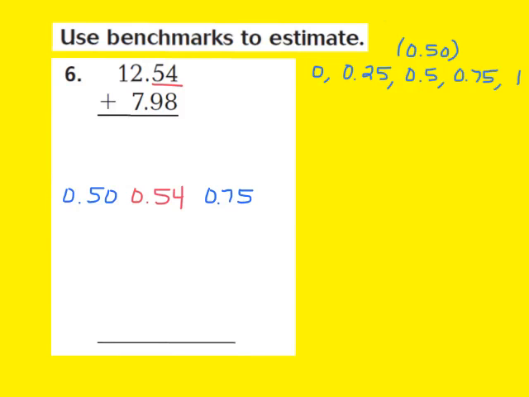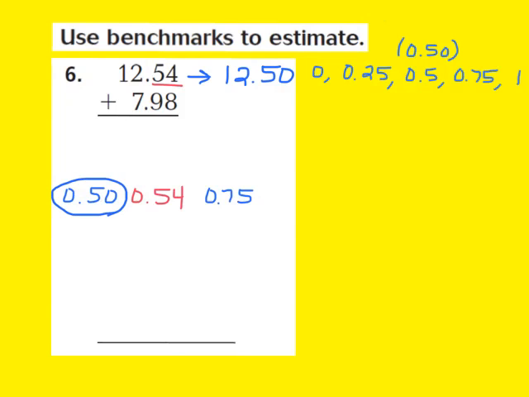Well, what I know is this. I know that 54 hundredths is closer to 50 hundredths than it is to my 75 hundredths. So that's going to be the benchmark that I choose when I'm estimating. So 12 and 54 hundredths, when I use my benchmarks to estimate, is now going to become 12 and 50 hundredths, or I could write it as 5 tenths.